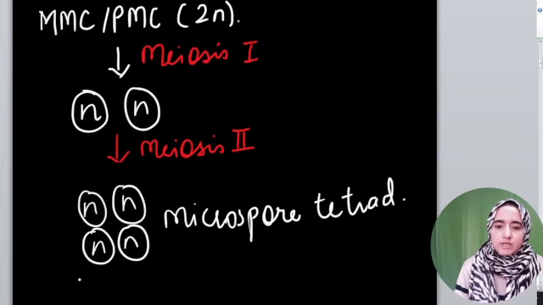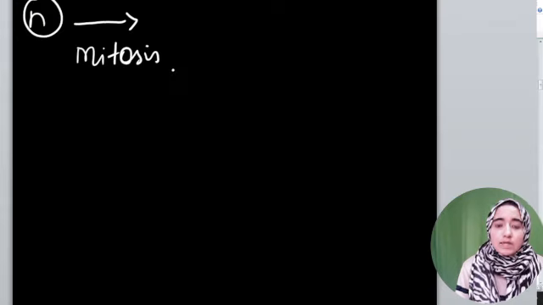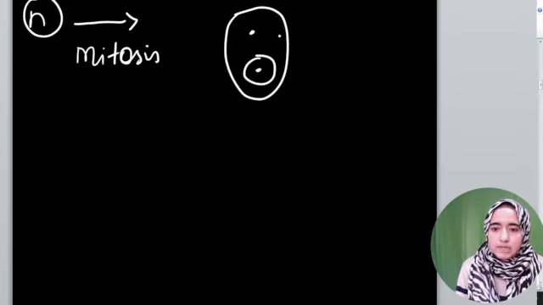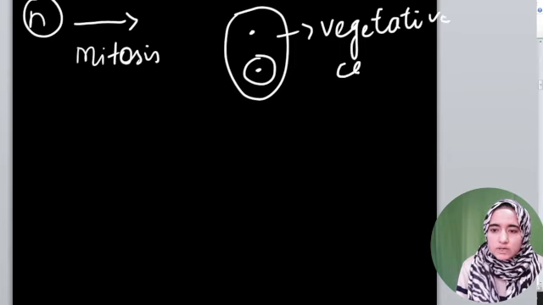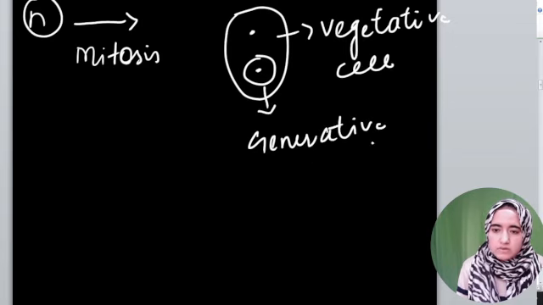Okay, microspore tetrad. What will happen to the microspore tetrad then? Say for example, this is now n. It will undergo mitosis, sorry, equational division, and it will give two cells like this and this. The bigger one is known as the vegetative cell, and the smaller one is known as the generative cell. This was an overview of the previous video.